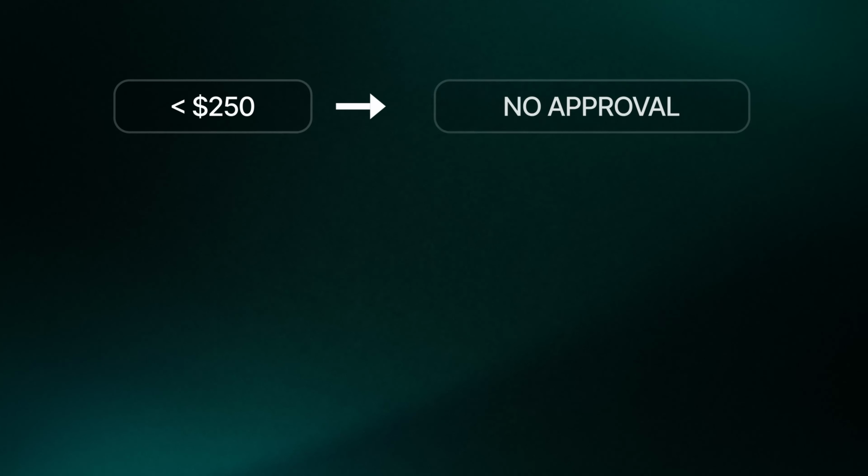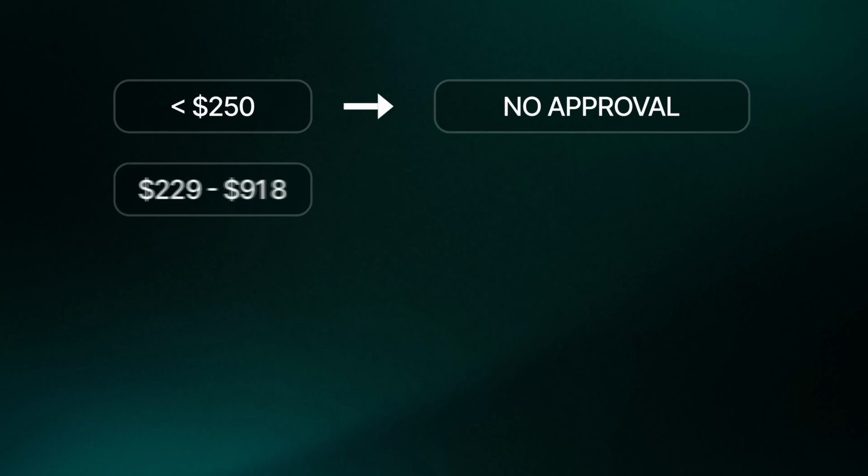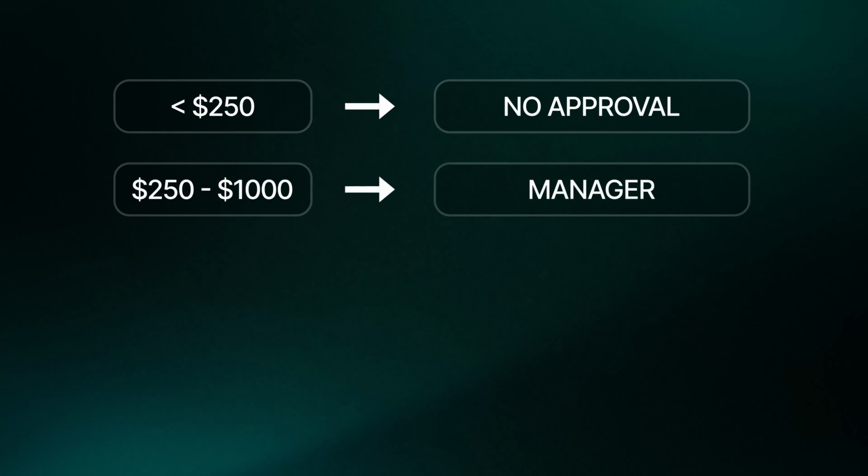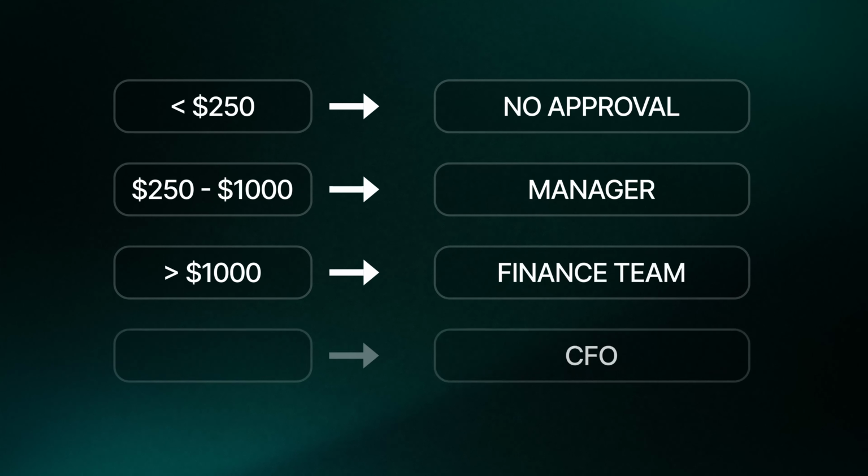Now, if it is maybe less than $250, maybe I don't need approval, right? Because it's such a small purchase. Or maybe if it is more than $250 and $1,000, it needs to be approved by a manager. Over $1,000, it needs to go to, let's say, the finance team. And maybe the CFO wants to see anything that is over $100,000. These are some of the examples of what a purchase order approval process looks like.